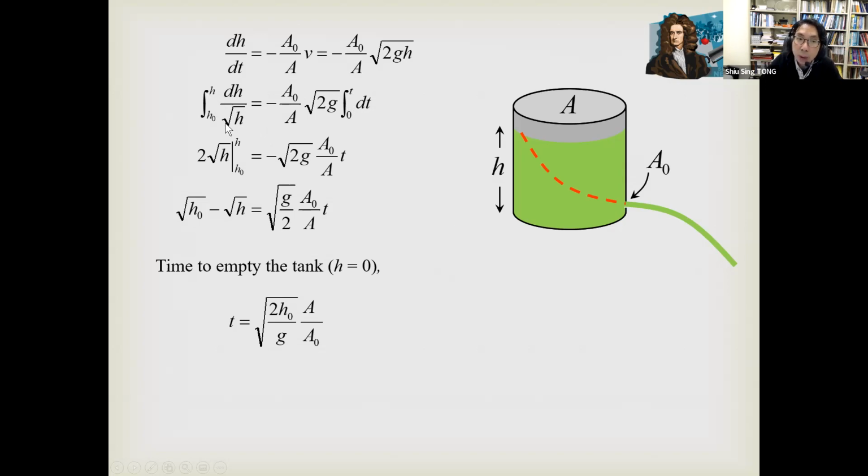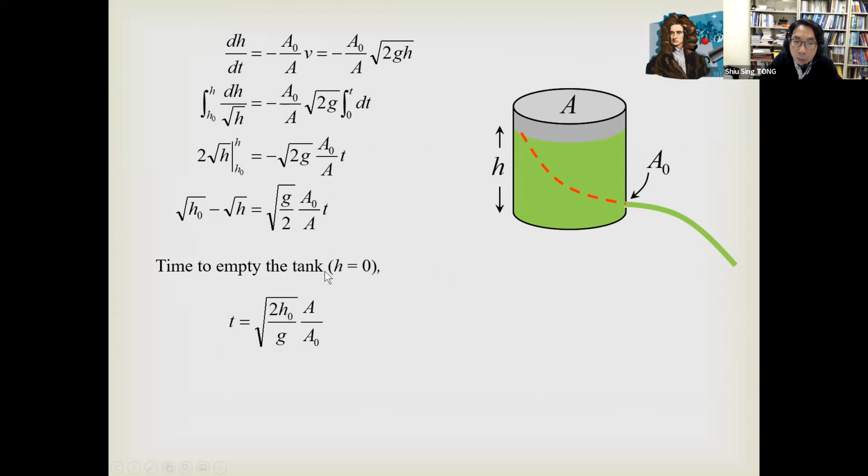Integrating 1 over square root h gives square root h divided by 1/2, and when you vary h over h naught, that becomes square root h naught minus square root h. I divide the equation by 2, and I put a minus sign on the left. Of course, integrating dt becomes t. So this is the relationship between the height h of the liquid column and the time t. It expresses the height of the liquid column at different times.